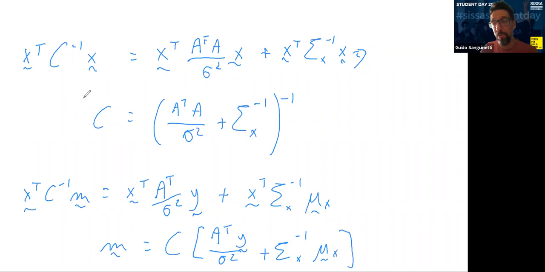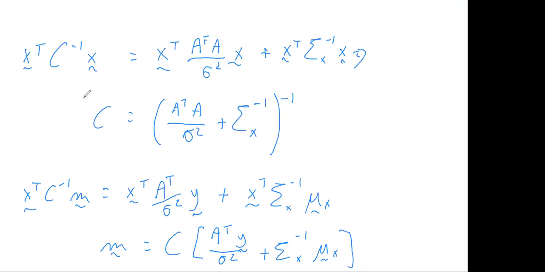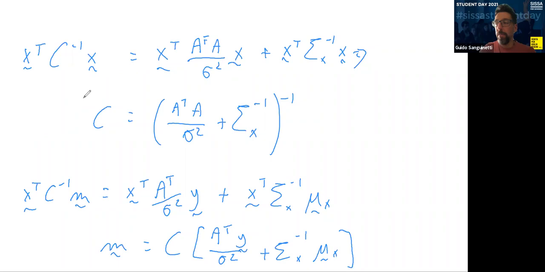I have a question. Yes, please. Why is the projection of a Gaussian variable another Gaussian variable? Because a projection is a linear operator, and every linear operation on a Gaussian remains a Gaussian. Okay, thank you.